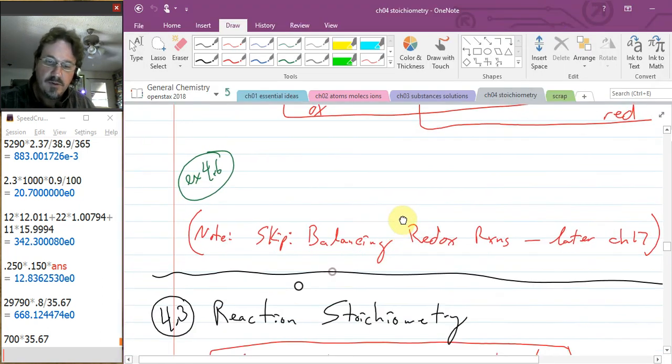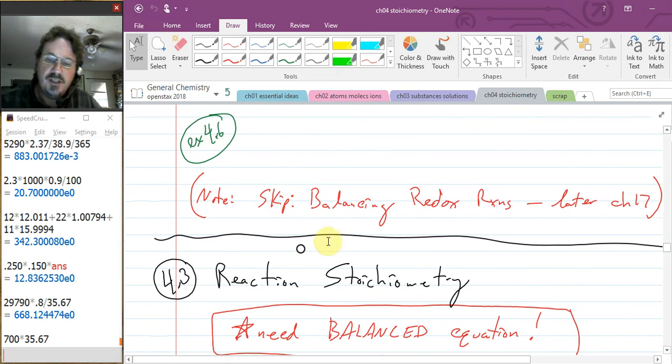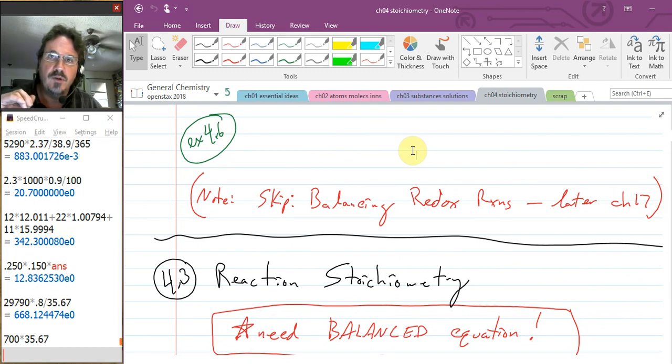Oh, last note. The book has a big section on balancing redox reactions. There's enough in this chapter as it is. We are going to wait on balancing redox reactions until a later chapter when we look at them more closely and in more detail. So for the time being, you can skip the whole idea of balancing them, but be able to assign oxidation numbers, be able to figure out what's being oxidized and what's being reduced, and recognize a redox reaction because of that.